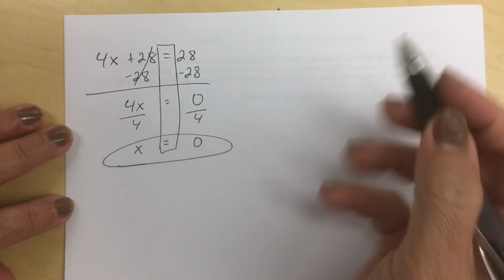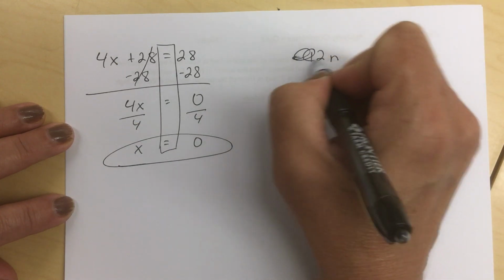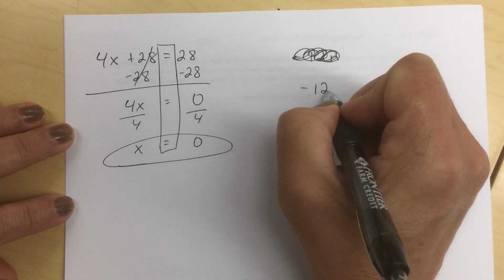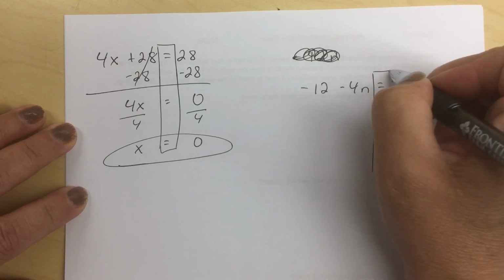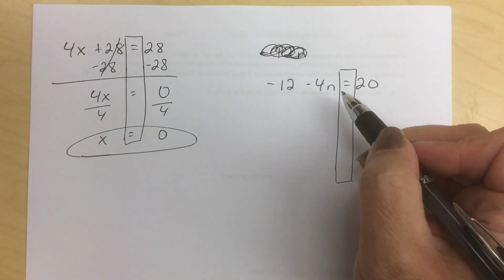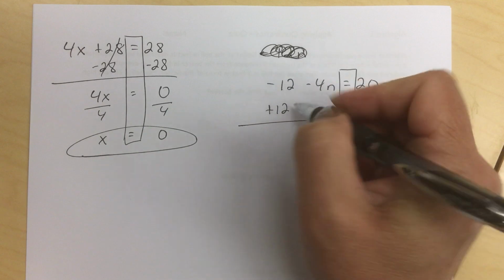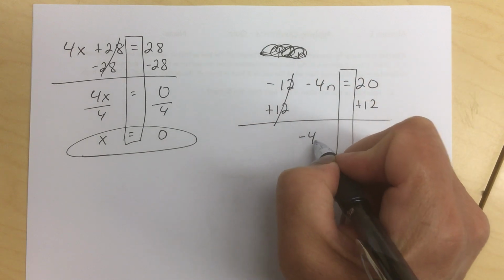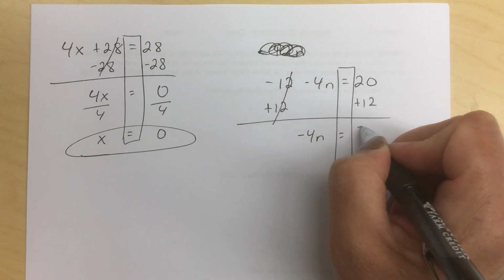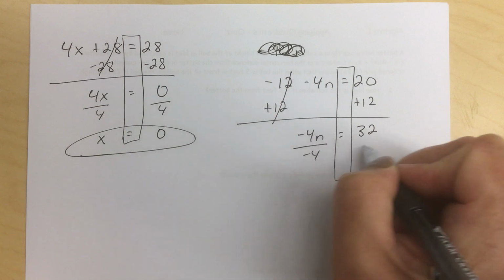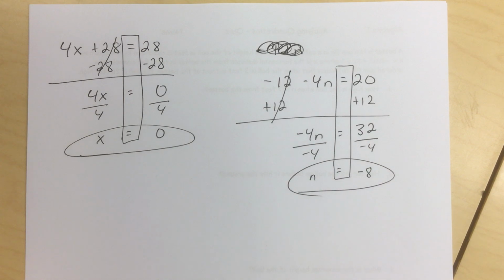Okay, let's do a couple more. How about negative 12 minus 4n equals 20? Okay, so I'm trying to get my n alone. I need to get rid of this, so I need to add 12 to both sides. This minus becomes a negative. It doesn't just disappear. It's got to come down. So negative 4n equals 20 plus 12, which is 32. Divide both sides by negative 4, and n is equal to negative 8.